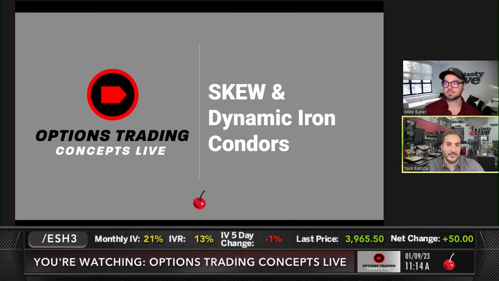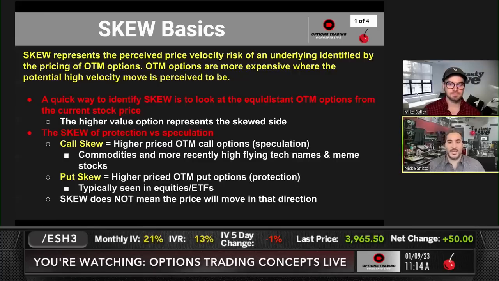We'll touch on that a little bit tomorrow. We'll get into gamma and how that affects delta and why we call it dynamic delta. But really here, we're going to be talking about the dynamic iron condors, which are some of the trades I've been placing in the Johnny Trader account.